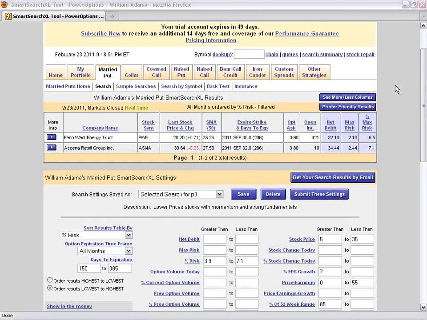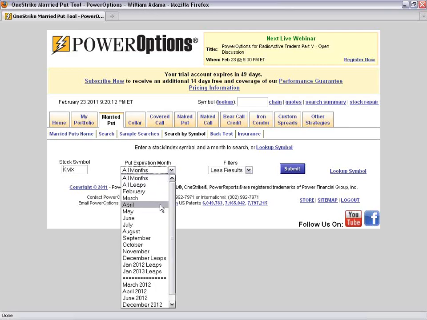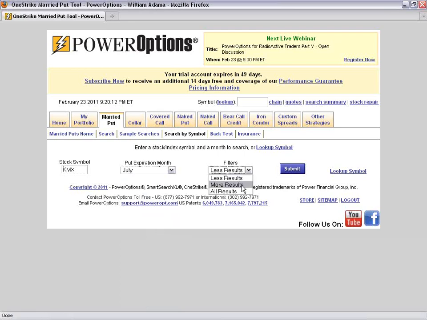Now let's take the CarMax position, for example. We opened it on February 8th. We had that stock price of about $34.39, and I had a price of $4.30 on the put option, I believe, when we opened the position. Well, let me go to the Search by Symbol tool now in the Married Put menu, and I'll type in KMX. To make things simple, I can start off with all months, but we were looking at July for that particular put, and I'll just select more results for now.